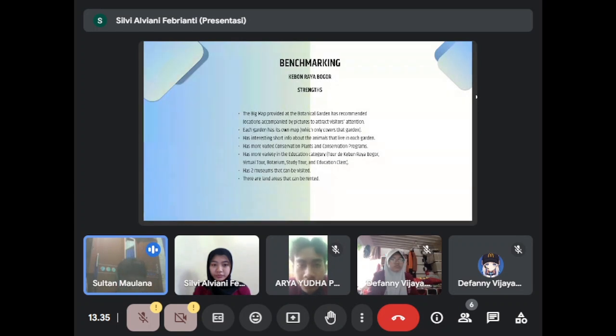Benchmarking Kebun Raya Bogor again. Strengths: the big map profile at the botanical garden has recommended locations accompanied by pictures to attract species detection. Each garden has its own map, which only covers that garden, and has interesting short info about the animals that live in each garden. It has more varied conservation plans and conservation programs, and more variety in the education category. Talks at Kebun Raya Bogor include virtual talk, botarium, study talk, and education class.